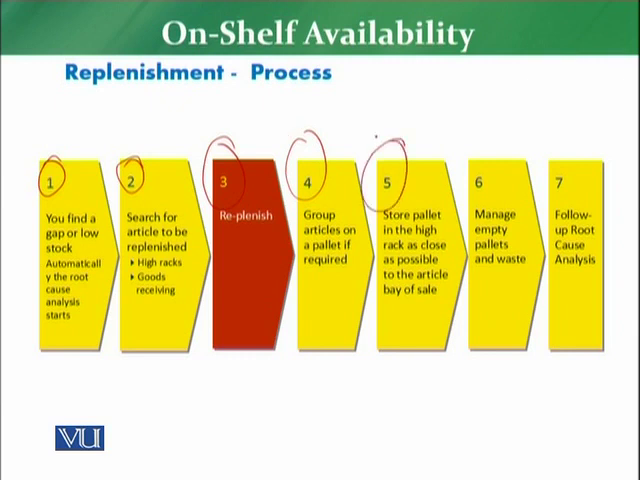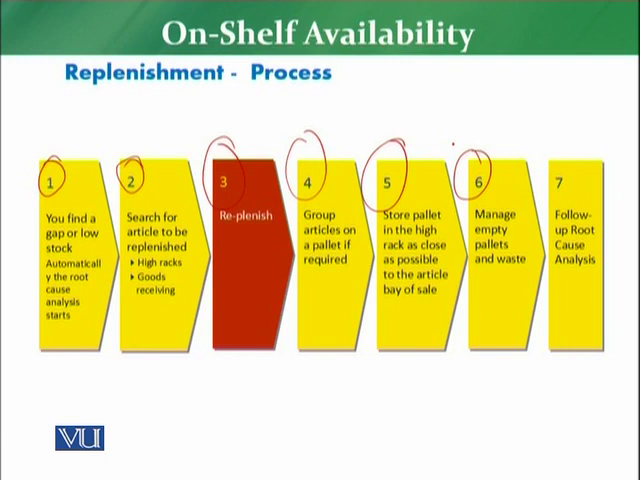The fifth step is to store the pallet in the high rack as close as possible to the article bay of the sale. For example, if you have the stock available in the store, you put it on a pallet near the shelf. The pallet, which is the backup stock, should be very close, so if the product is not available on the shelf, you can get the pallet down and fill that gap immediately.